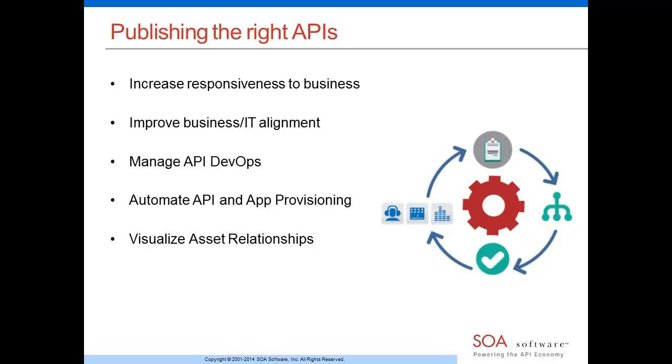How do I know who's using things so that if I am going to make a breaking change, I can notify them and inform them? How do I automate the provisioning of both APIs and apps so that there isn't a huge burden on me as an organization for publishing and exposing these things? And then as part of all of that process, how do I visualize what's happening and see who's consuming what and where and how?